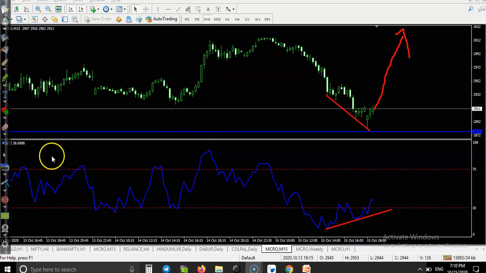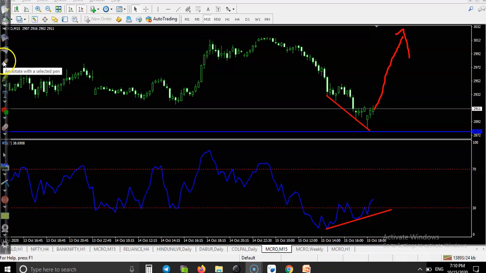Now the question is, can I go for a buy now? My answer is no. Most of the time we have seen them form a fake signal. That is why we need more confirmation. Now what is the more confirmation? We will draw a diagonal line on the previous swing points.